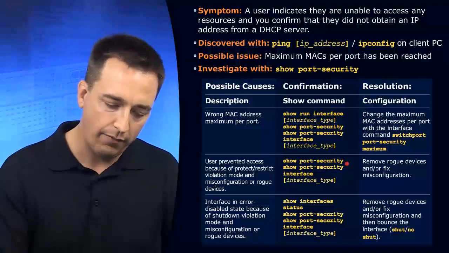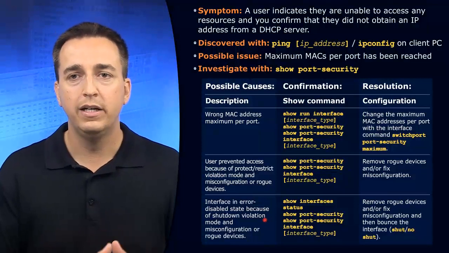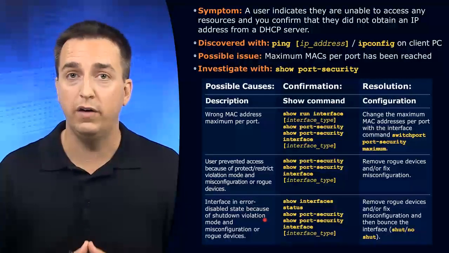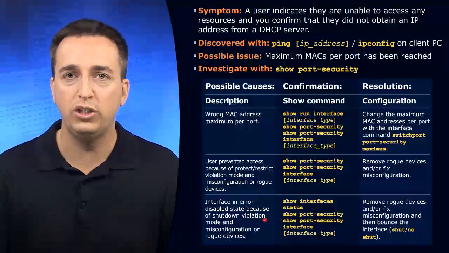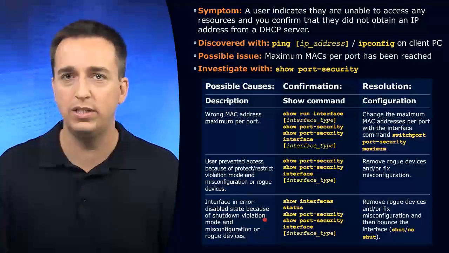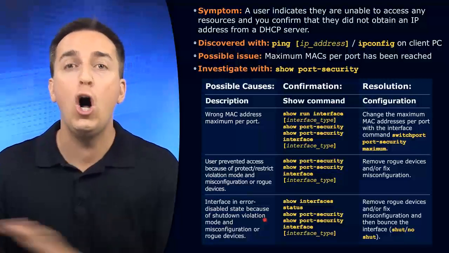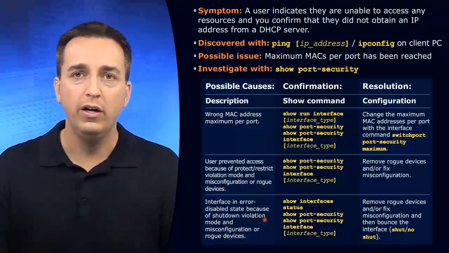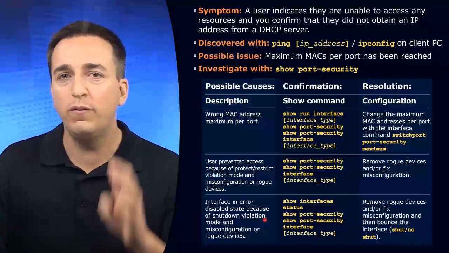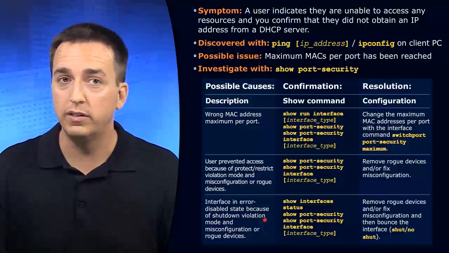And lastly, we have our shutdown violation mode. Now, the shutdown violation mode is the violation mode that is set by default. So if you don't change it, the port will be shut down if there's a violation. Well, not really shut down. It's placed in the err-disabled state. So it's going to prevent traffic from coming in and out of the port for all devices that are connected to that port. So it's preventing communication from occurring on that particular port.